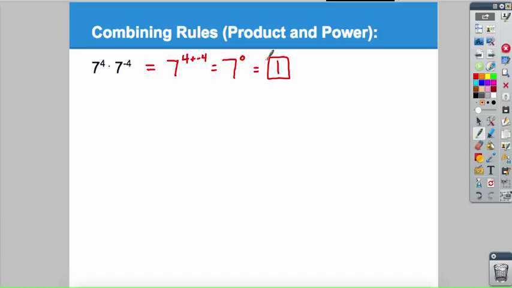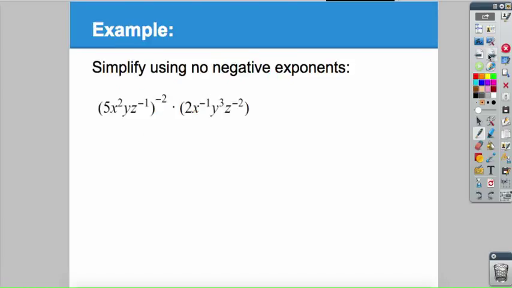Okay, another way to look at this is, if I had 7 to the 4th and I moved that negative exponent to the bottom, I now have 7 to the 4th divided by 7 to the 4th. And remember, anything that is divided by itself surely is 1. So that's another way to verify that that rule works.